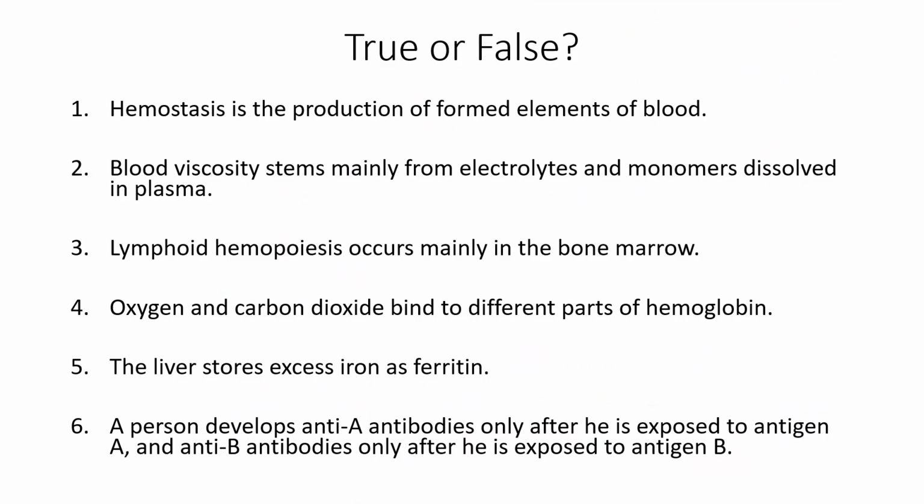Okay, last slide, some true or false questions. Hemostasis is the production of formed elements in the blood. What's the production of formed elements? Hematopoiesis. So it can't be hemostasis. That's false. Blood viscosity stems mainly from the electrolytes and monomers dissolved in the plasma. This is false because the blood viscosity stems mainly from the number of erythrocytes, or red blood cells.